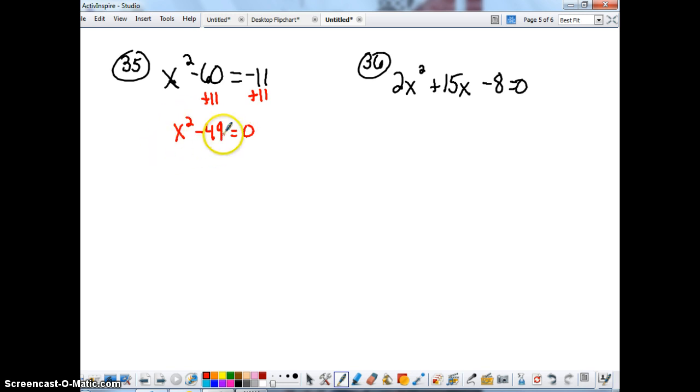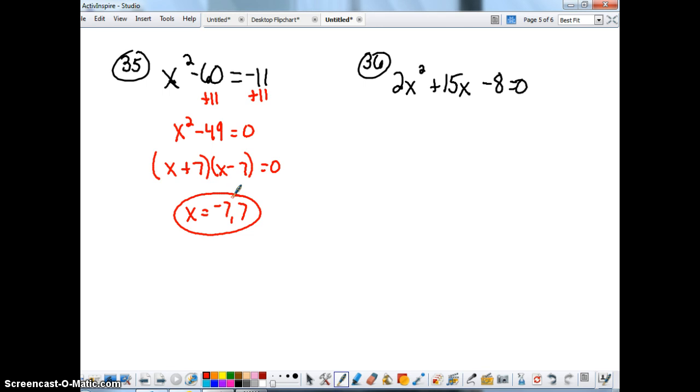You should notice that it's two terms. So that should tell you this is a difference of squares. So that's x plus 7, x minus 7. Set that equal to 0. You get x is equal to a positive 7 and a negative 7. And you set both of those equal to 0.